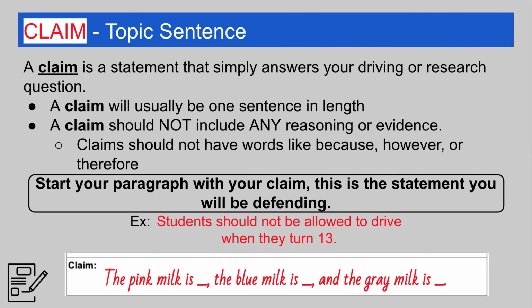So in the example paragraph, the claim was students should not be allowed to drive when they turn 13. In your milk lab, your claim might be the pink milk is blank, the blue milk is blank, and the gray milk is blank.